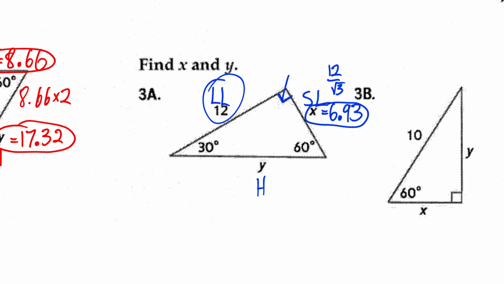Okay, and now I want the hypotenuse. So how am I going to find the hypotenuse from the short leg? So it's 6.93 times 2, which is what? 13.86.